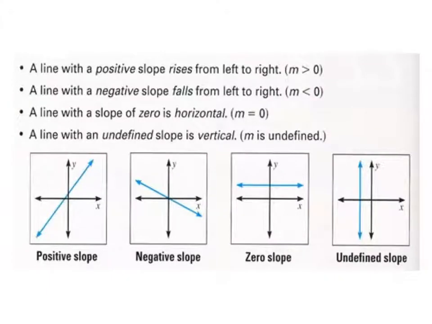So, again, unabashedly, I'm taking images directly from the text, so thank you to Mr. McKeague and his publishing company here. A line with a positive slope rises from left to right. So a positive slope, you're going up, it rises from left to right. Whereas a line with a negative slope is going to go down. It's going to decrease. It falls from left to right.